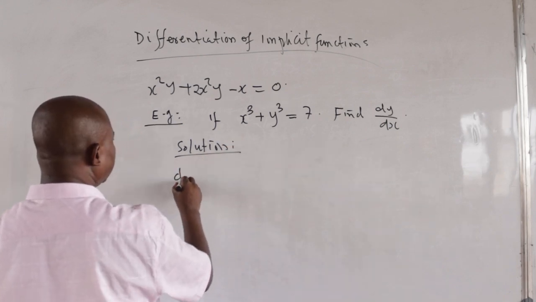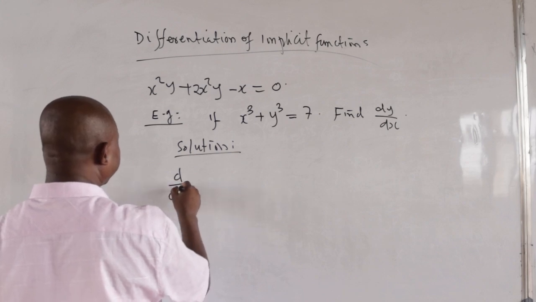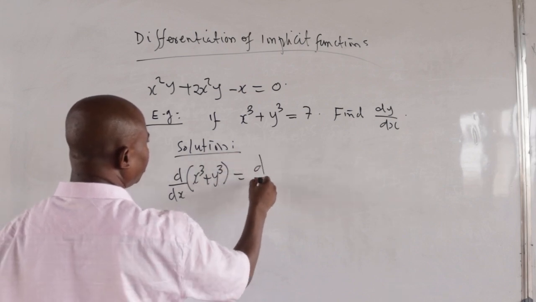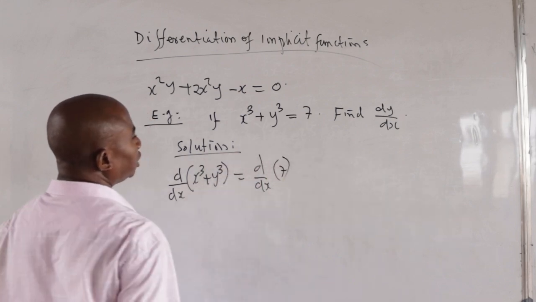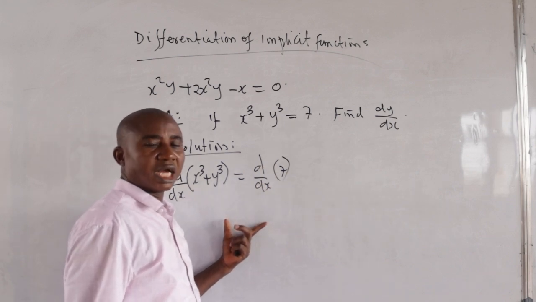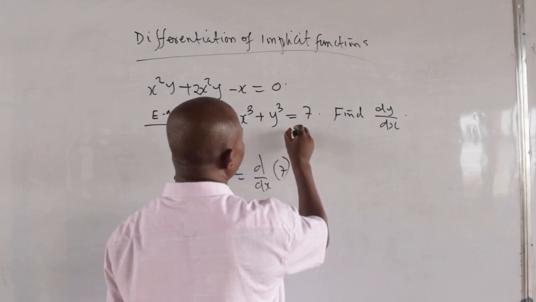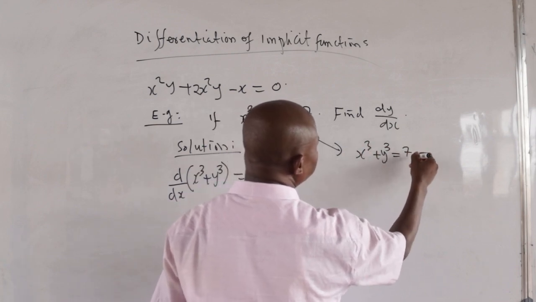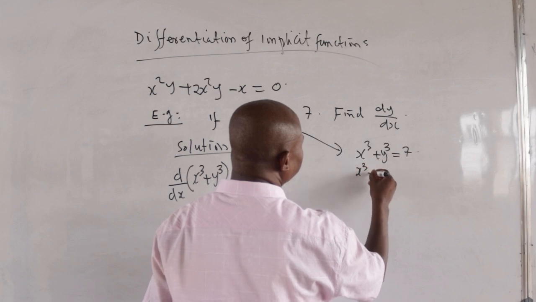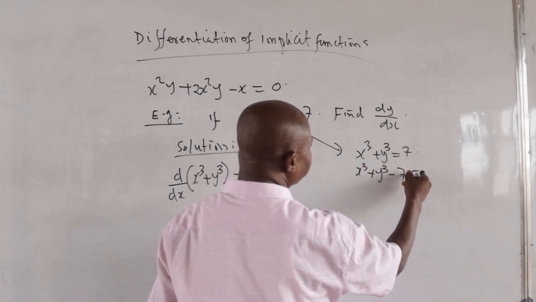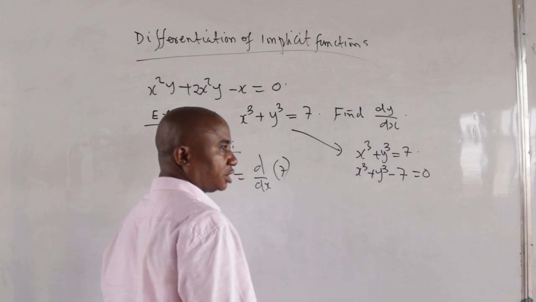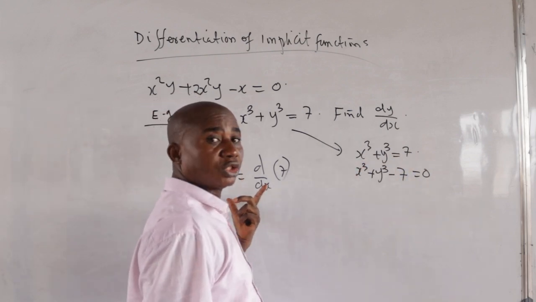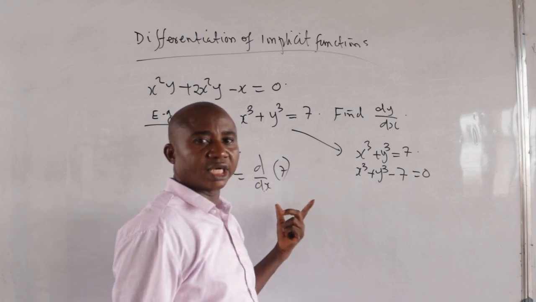So we have that d/dx of x to the 3 plus y to the 3 is nothing but d with respect to x of 7. This is one way to go about it. Another way to look at it is that we can as well write x to the 3 plus y to the 3 equals 7 as x to the 3 plus y to the power 3 minus 7 is equal to 0, and then we differentiate. Whether you take this to the side and differentiate, or you leave it as it is and differentiate, which is what I'm doing here, the result you're going to get will be the same.